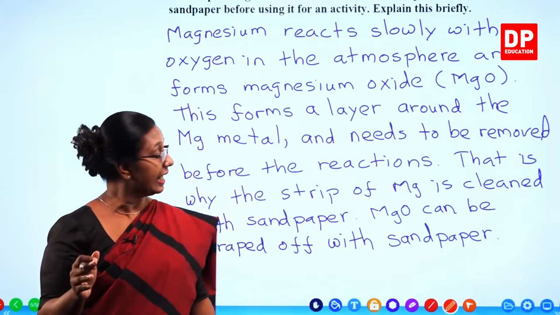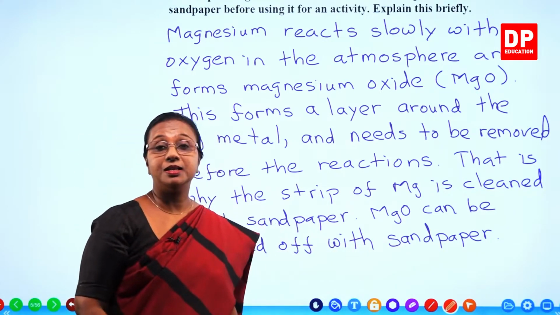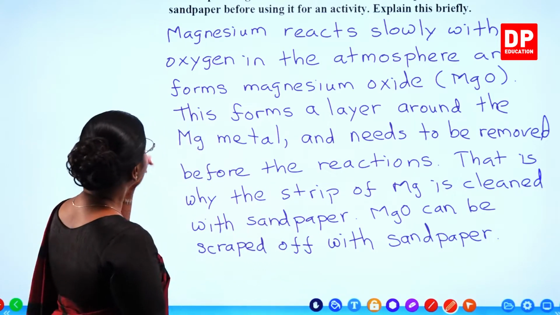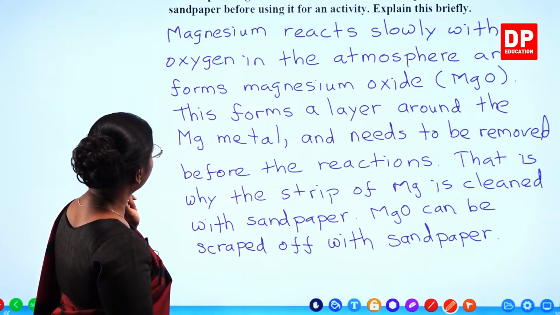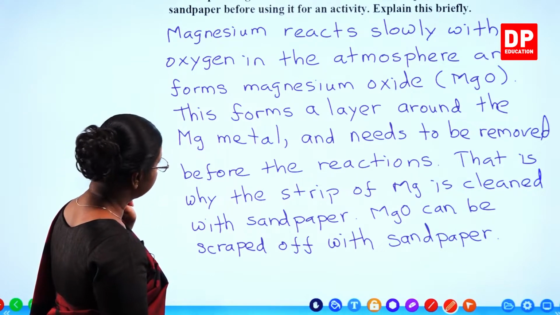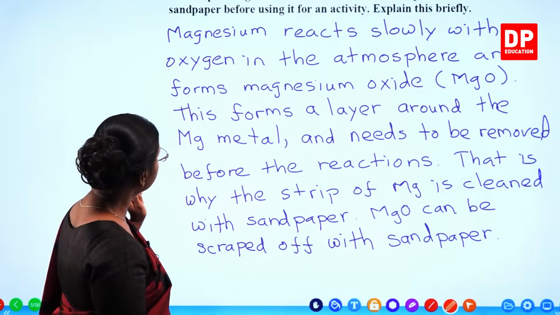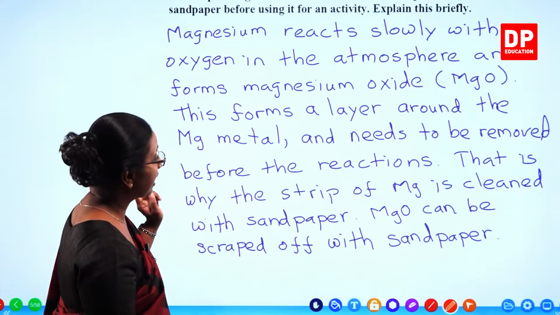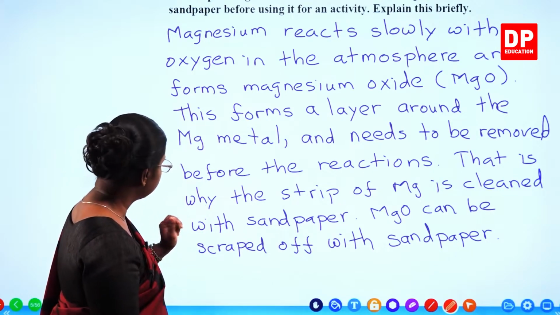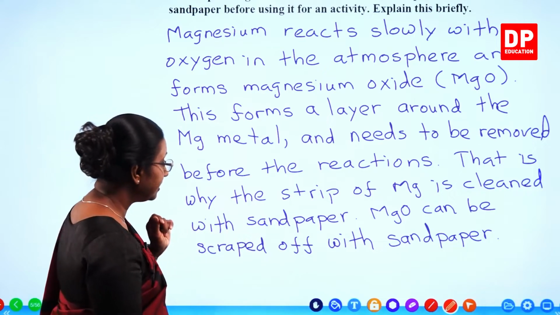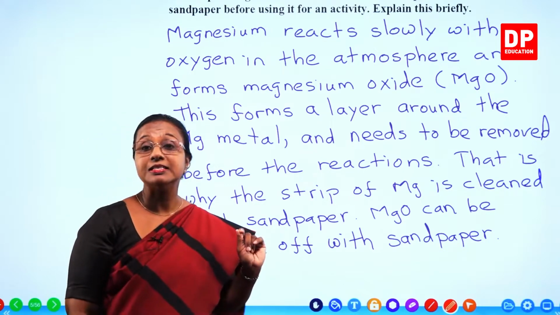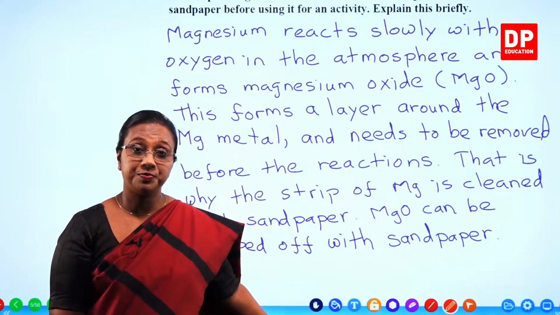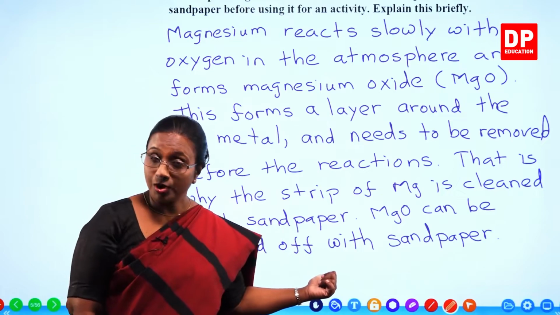It has to be clean and it can be done by scraping it with sandpaper. So everything has been included here. Magnesium reacts slowly with oxygen in the atmosphere and forms magnesium oxide. This forms a layer around the magnesium metal and needs to be removed before the reactions. That is why the strip of magnesium is cleaned with sandpaper and magnesium oxide can be scraped off with sandpaper. So here I have given the complete explanation there. So with that, students, we will move on to the next one.